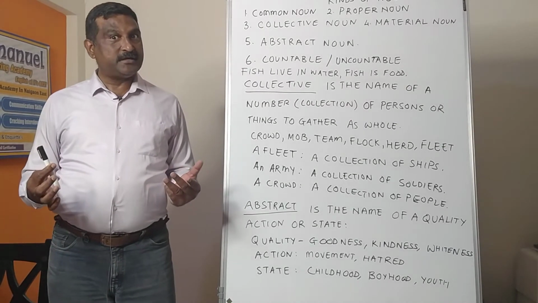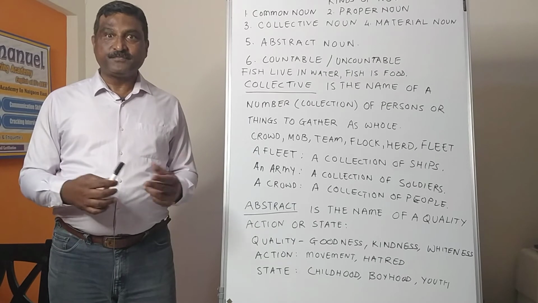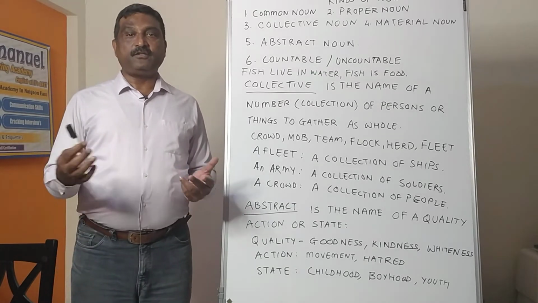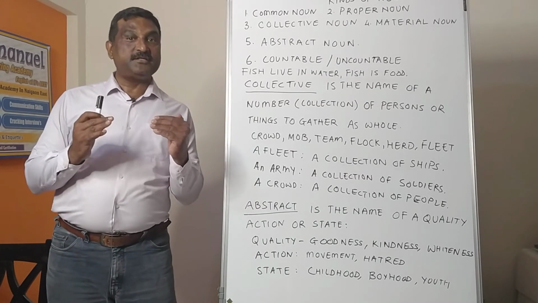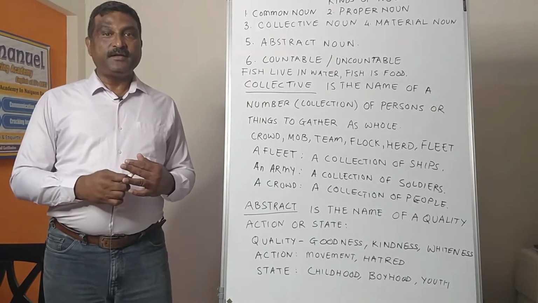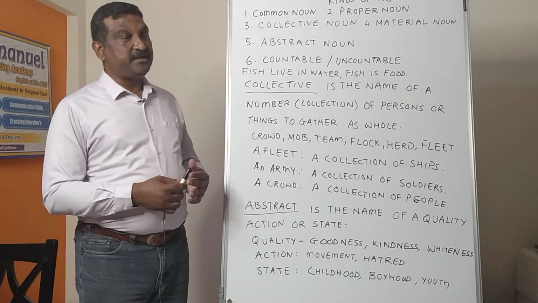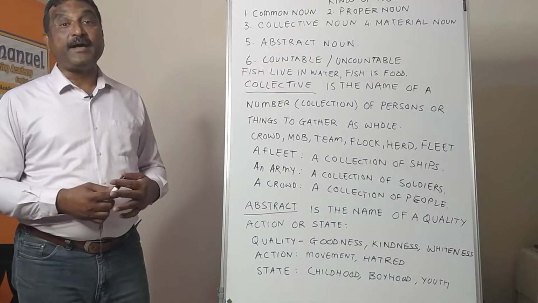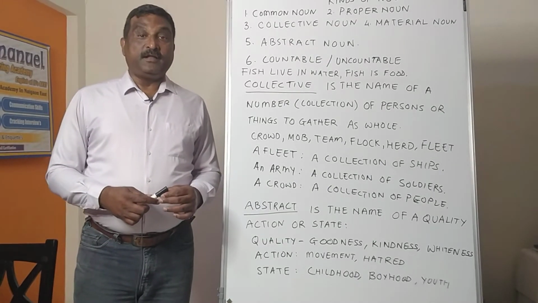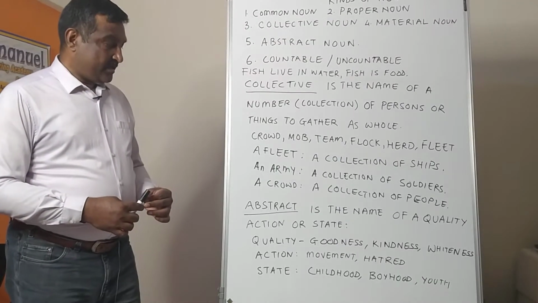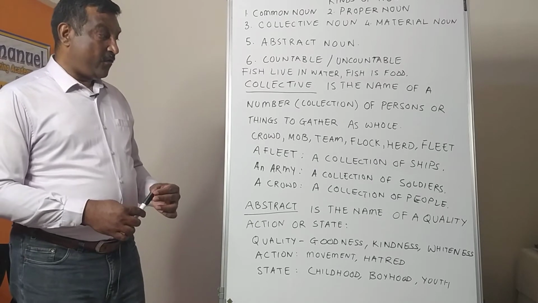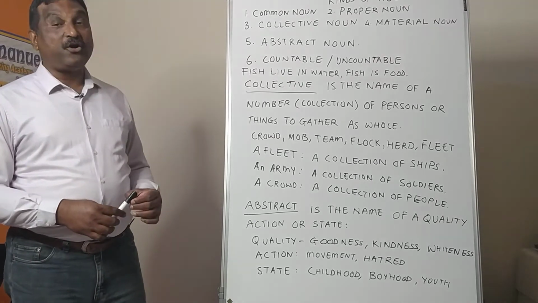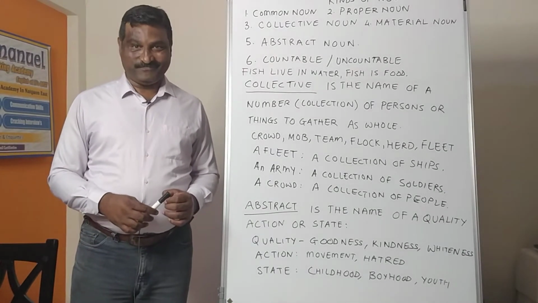But material is a common noun too. But don't get confused with that. They're all the same. But remember, that's how you distinguish. Okay? So that's what a material noun is. Then we have abstract noun. Now what's an abstract noun? An abstract noun is the name of a quality, action or state of a noun.